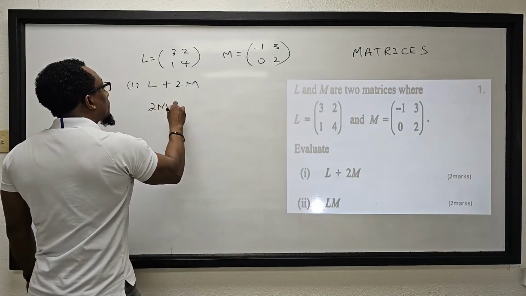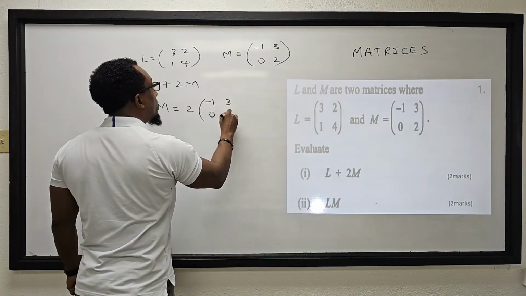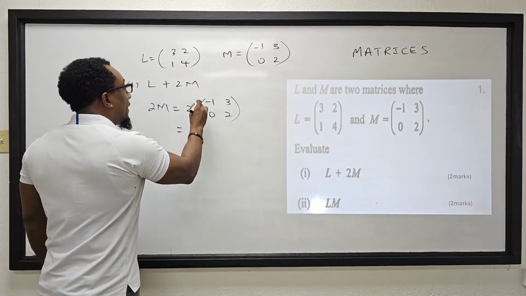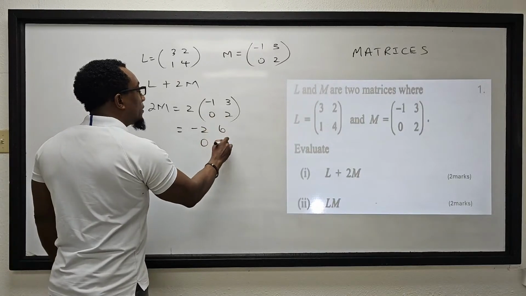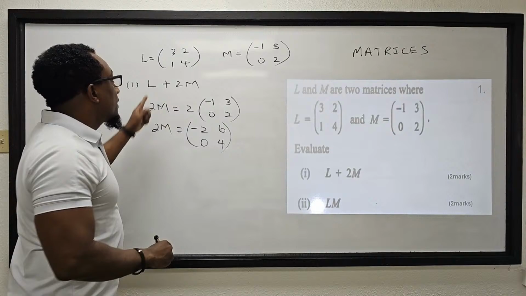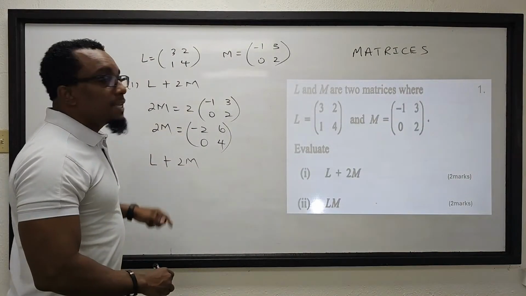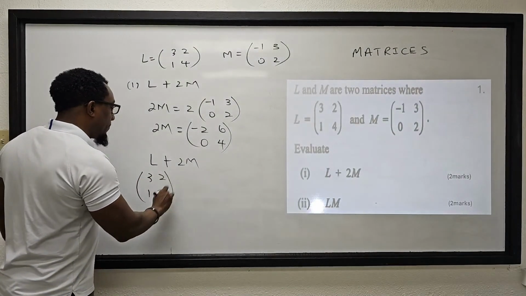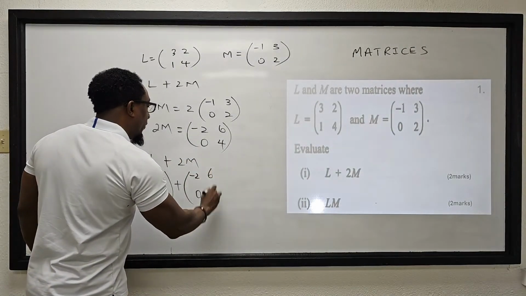So 2M will be 2 times the matrix M, whose elements are negative 1, 3, 0, 2. Let me multiply 2 by each one of those elements. So 2 by negative 1 is negative 2, 2 by 3 is 6, 2 by 0 is 0, 2 by 2 is 4. So this is what 2M is equal to. So let us add 2M to L. So this is L plus 2M. The matrix L, set up in the order in which it's stated, is 3, 2, 1, 4 plus 2M, whose elements are negative 2, 6, 0, 4.